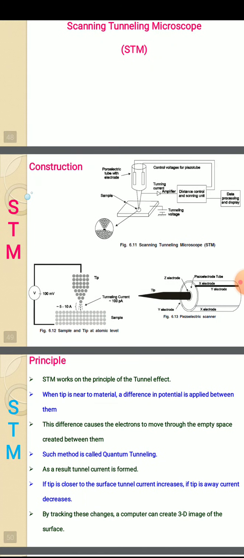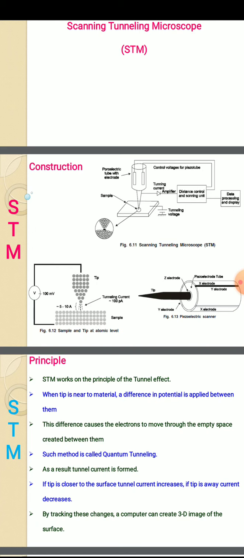This is the construction diagram. In this construction diagram itself, we can see the sample. Above that sample, there is one small tip. That tip is controlled by the piezoelectric voltage controller, and finally it is given to the scanning unit.